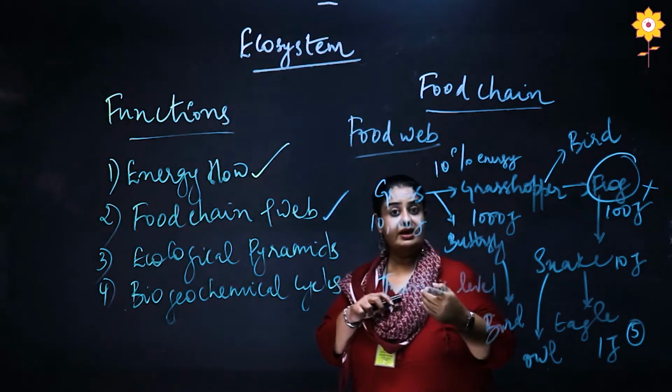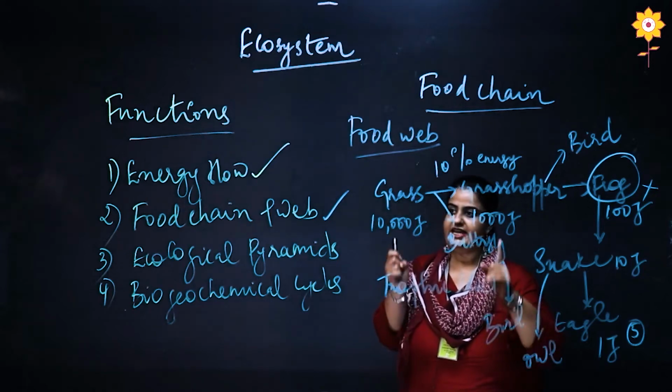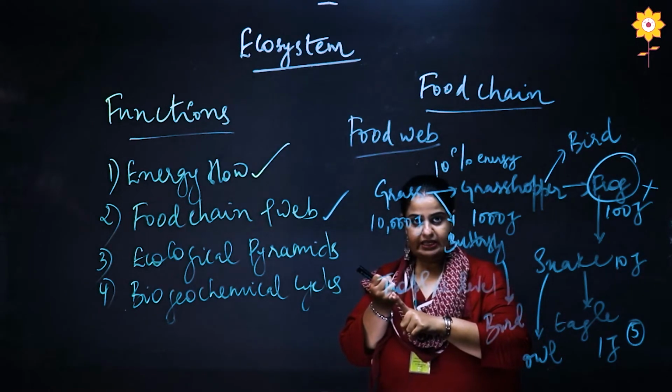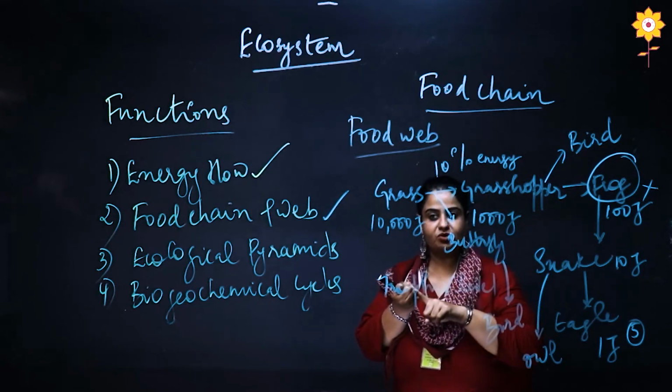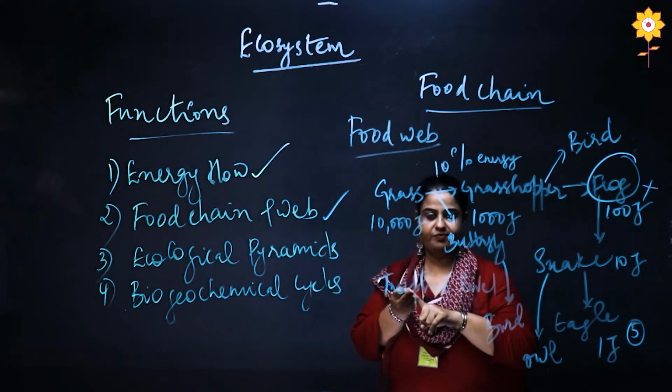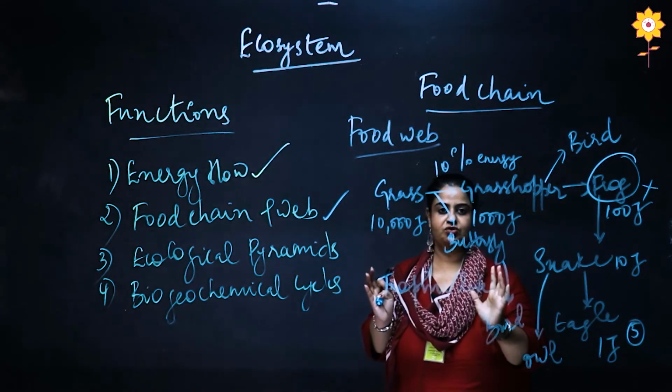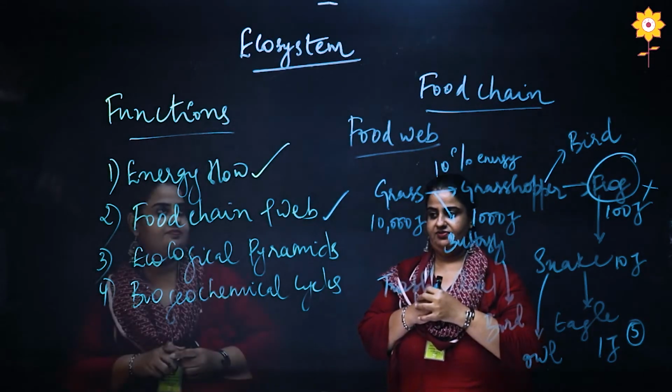Now, remember, when I discuss functions, it is about movement of energy. And energy movement, we have seen, is through the help of photosynthesis, food chain, and food web that exist in the ecosystem for life to survive.